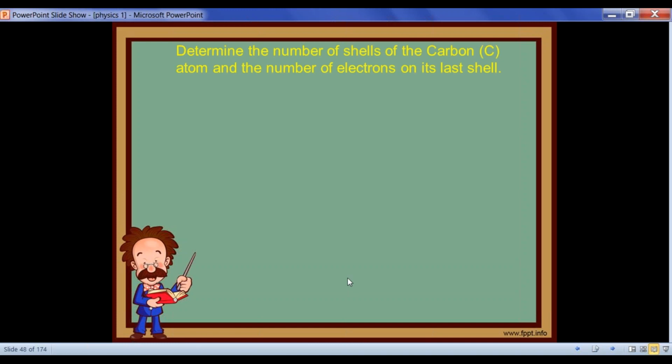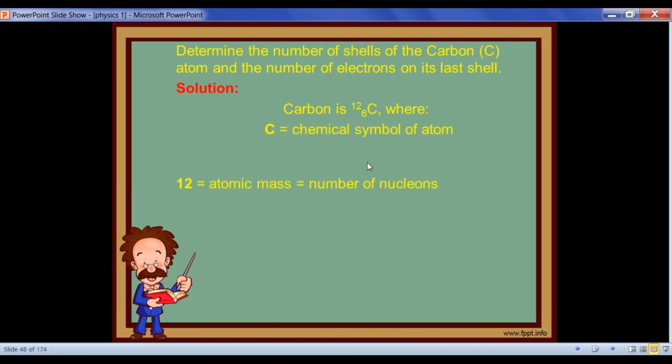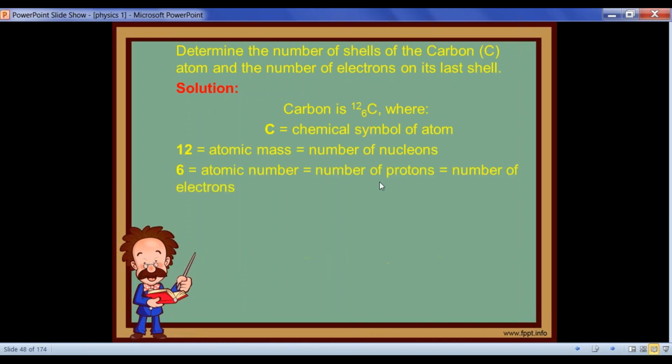Determine the number of shells para malaman natin kung ilang shell meron ang carbon and the number of electrons sa last shell. So, solution, we will look for carbon sa ating periodic table of elements. So, it is 12, 6. So, 12 is the atomic mass or the mass number and 6 is the atomic number. So, 6 also represents the number of protons, and ito din yung 6 ang number of electrons.